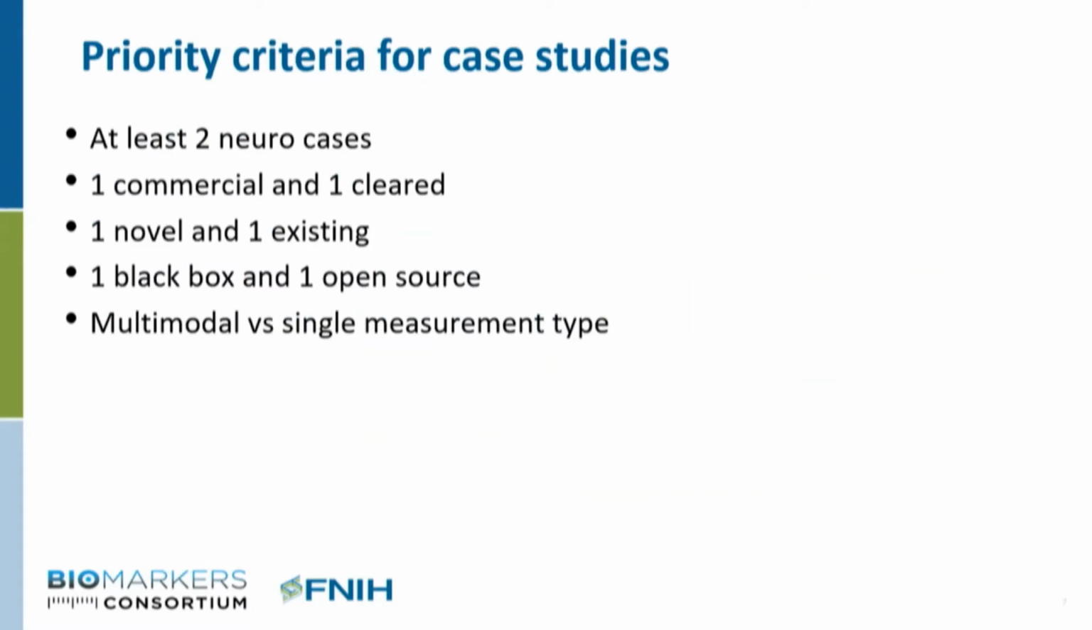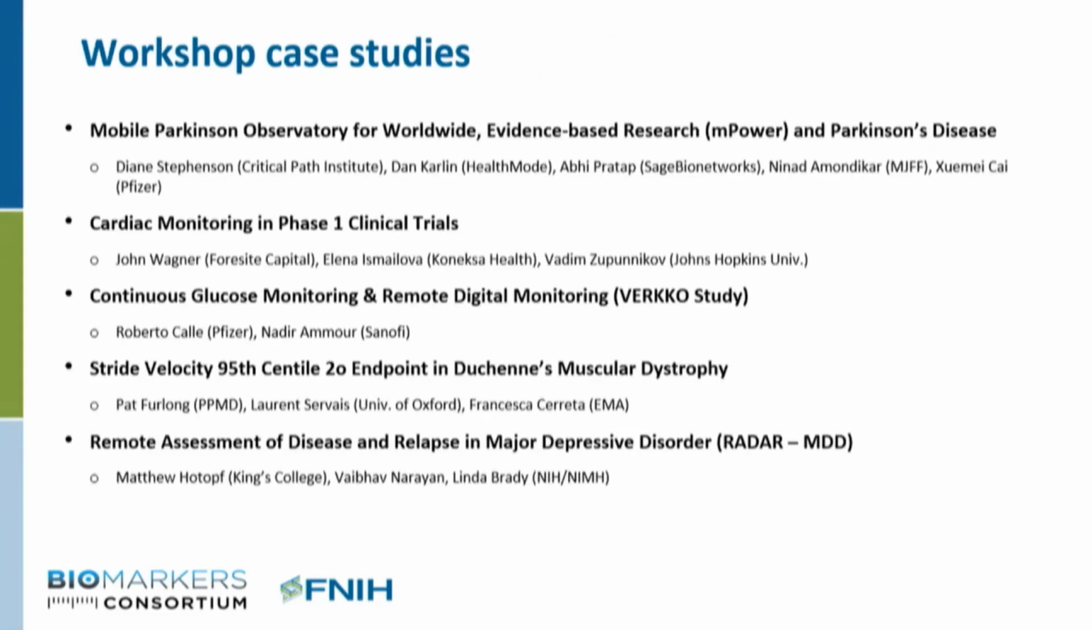We felt that neurodegeneration, neuropsychiatric diseases, behavior will have a huge impact, or the field can have a huge impact in this area. So we wanted to at least have a couple of neuro cases. We wanted to be able to compare commercial versus cleared, novel versus existing, black box. You can read it. So this is kind of how we went about that, and we ended up with the 5 case studies that you see in your agenda.